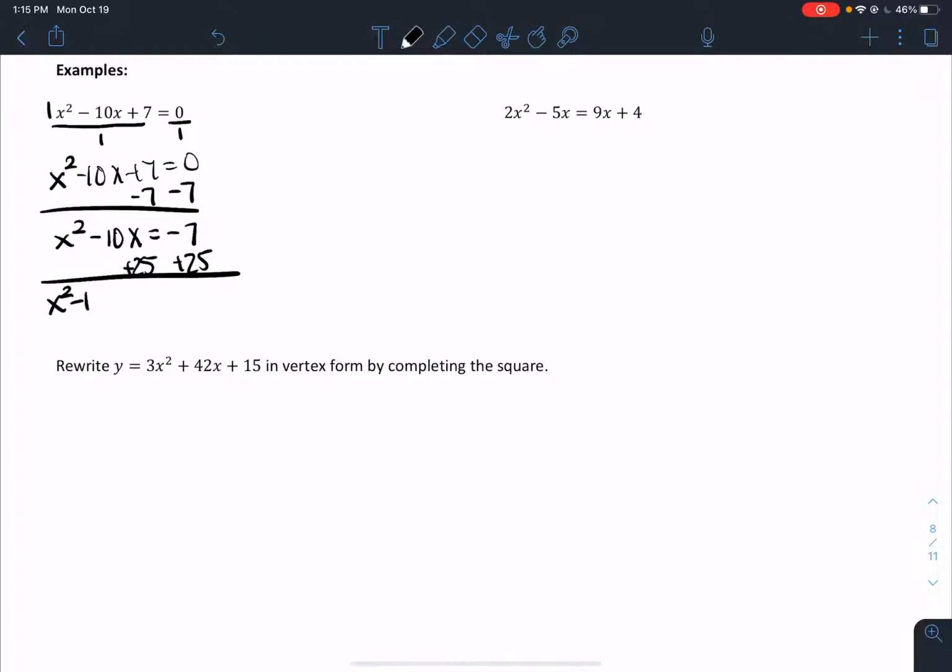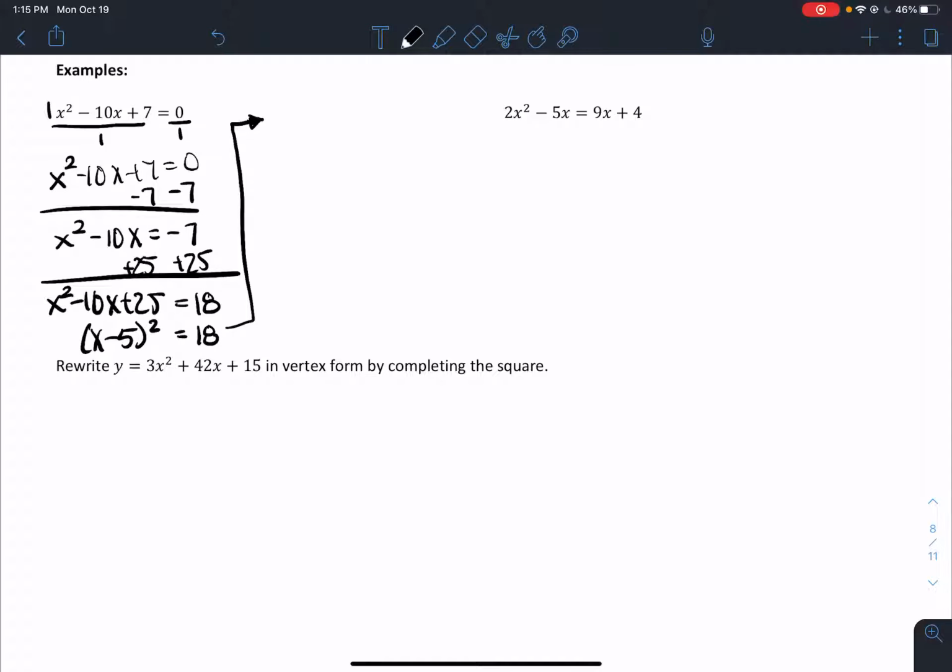So I have x squared minus 10x plus 25 equals 18. The purpose of that was that now the left side, x squared minus 10x plus 25, will always factor for me into a perfect square trinomial, because we built it that way. That's what it meant to complete the square.